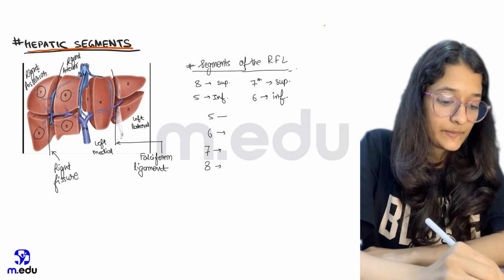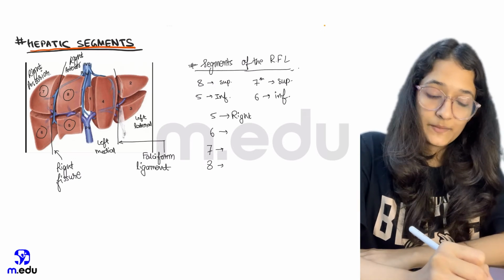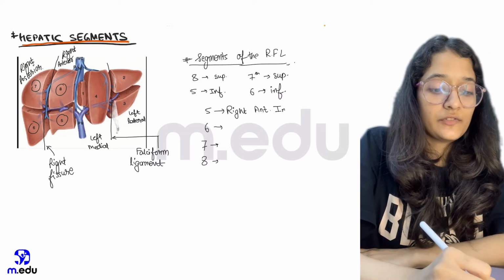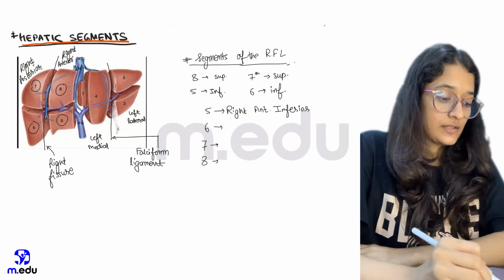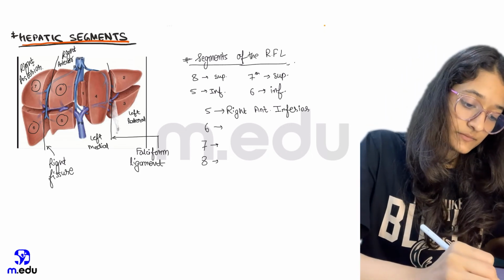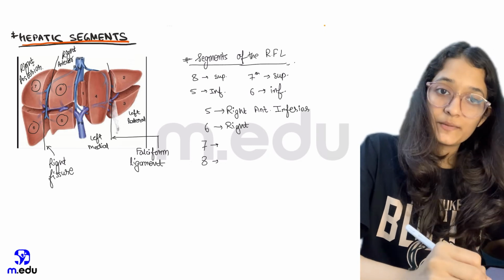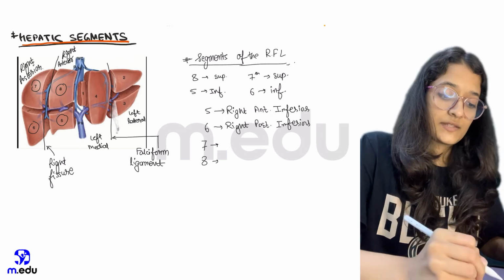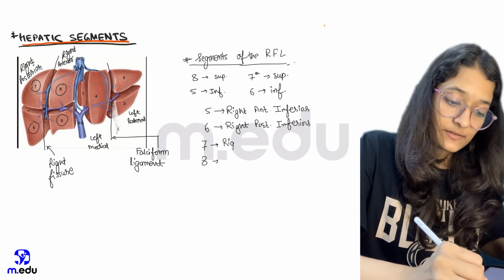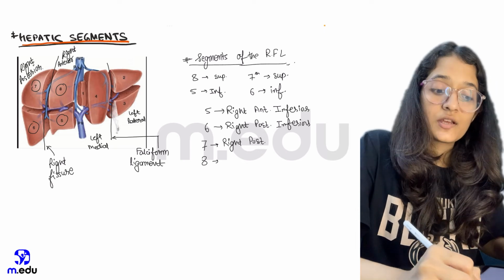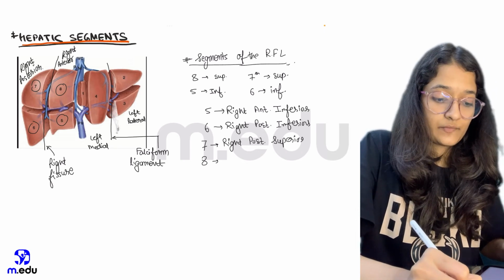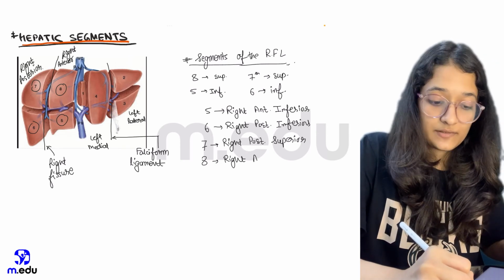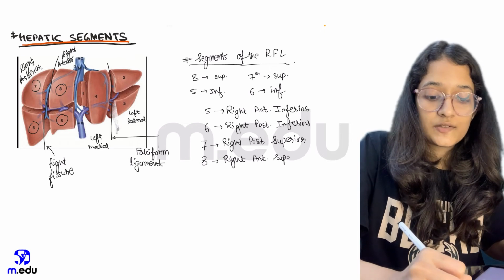Let's name them accordingly. The 5th one will be called the right anterior inferior segment. In the same way, the 6th one will be right posterior inferior. The 7th one will be right posterior superior, and the 8th one will be right anterior superior. Perfect.